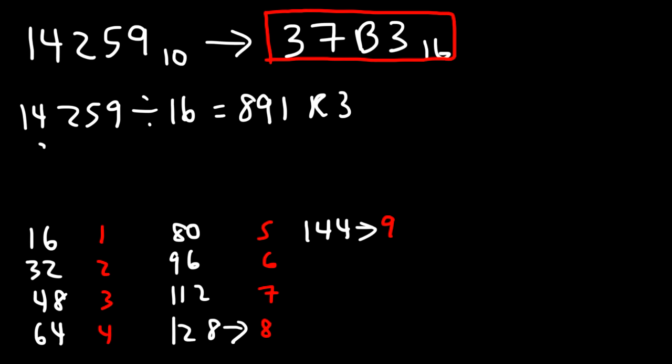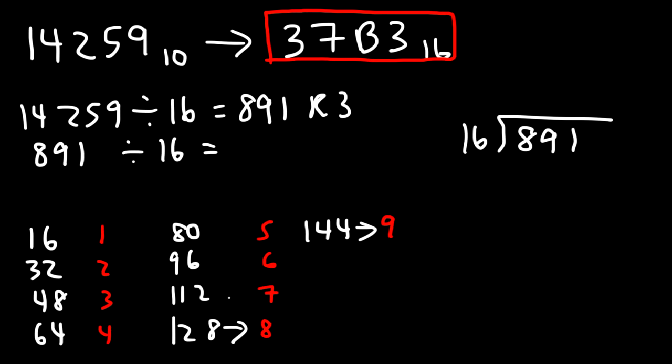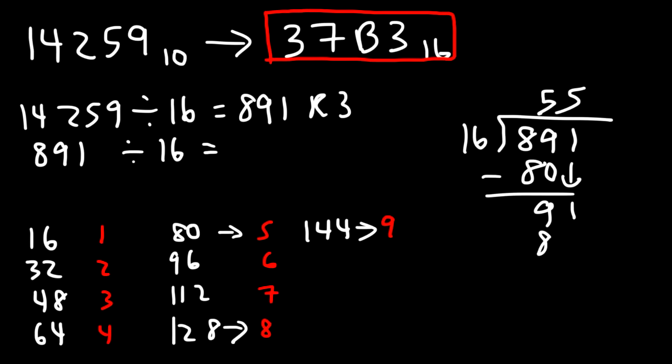So now let's take 891 and let's divide that by 16. 16 goes into 89 5 times. 16 times 5 is 80. The difference is 9. 16 goes into 91 5 times as well. And so here the difference is 11. 16 doesn't go into 11, so that's the remainder. This gives us 55, the remainder 11.